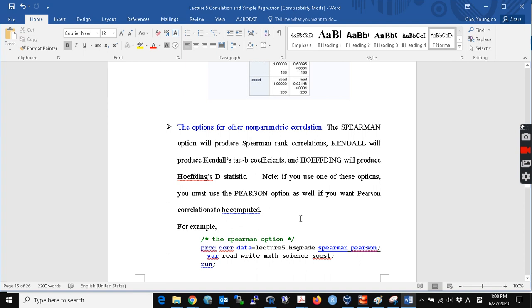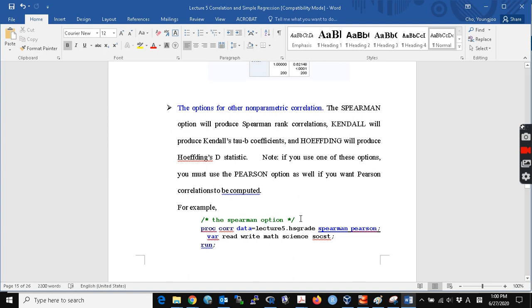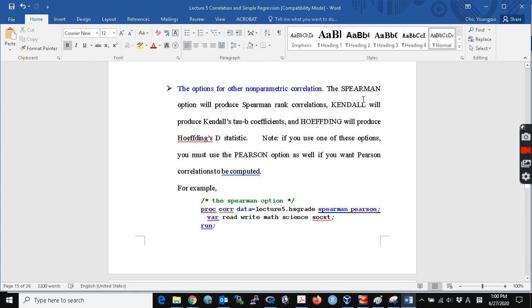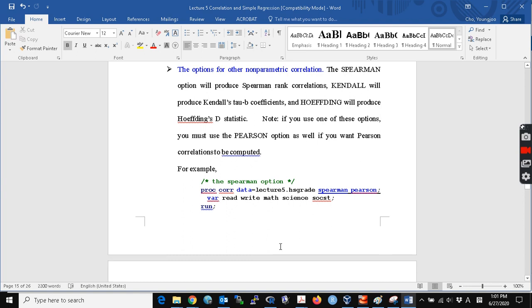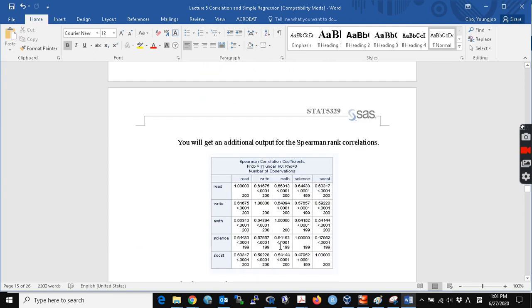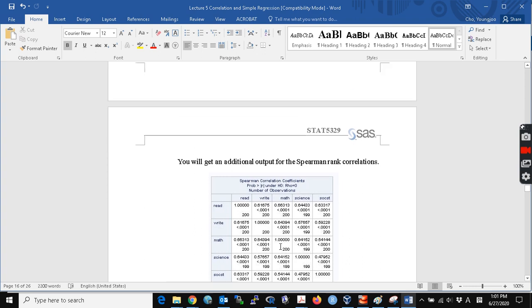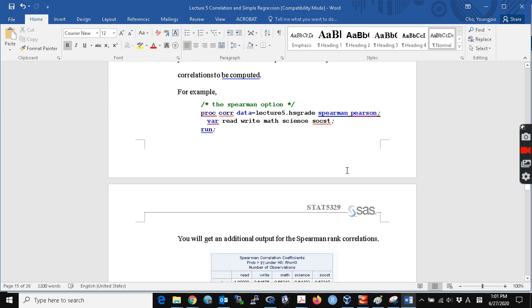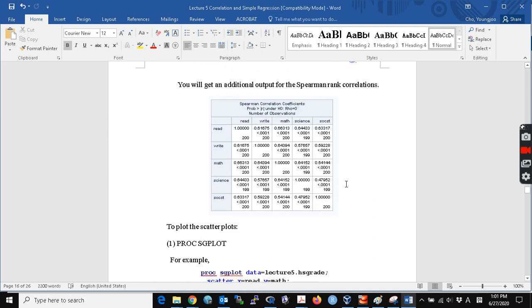If you want to compute non-parametric correlations, you can specify Spearman, Kendall, and Hoeffding. Spearman is the Spearman rank correlation. Kendall gives Kendall's tau-b coefficient. Hoeffding reproduces Hoeffding's D statistic. If you specify both Spearman and Pearson, you get both the Spearman and the Pearson correlations. The Spearman rank correlation also has hypothesis testing, and gives the sample size and the correlation coefficient.